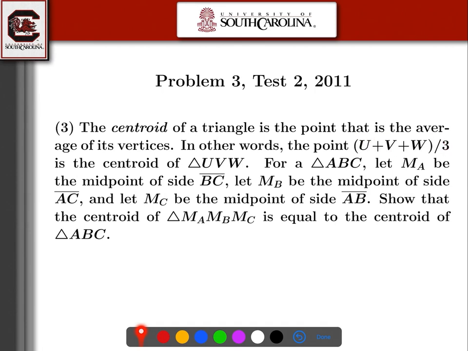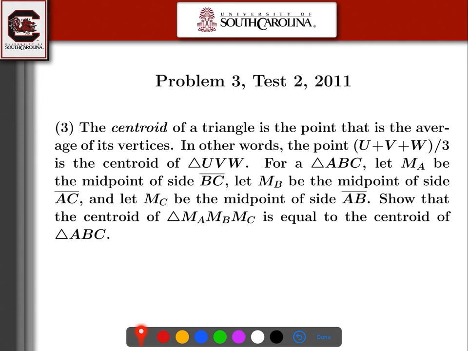It's the same thing as the center of gravity for the triangle, and we have talked about that a little bit, but for this problem, we're not going to use what we mentioned earlier. So if I have a triangle ABC, I want to take the midpoints of the sides. Like usual, MA will be the midpoint of the side opposite A, so it will be the midpoint of BC. MB will be the midpoint of the side opposite B, which will be AC. And MC will be the midpoint of the side opposite C, which will be AB.